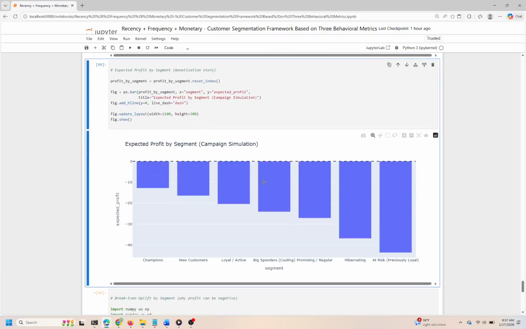A notable addition to our bar chart is the horizontal line set at y equals 0, represented with a dash style. This line provides a clear demarcation, instantly conveying which segments are generating positive profits and which are falling below the break-even point. The adjustments made to the dimensions of the chart, ensuring a width of 1100 pixels and a height of 500 pixels, allow for a more engaging and easy-to-read presentation.